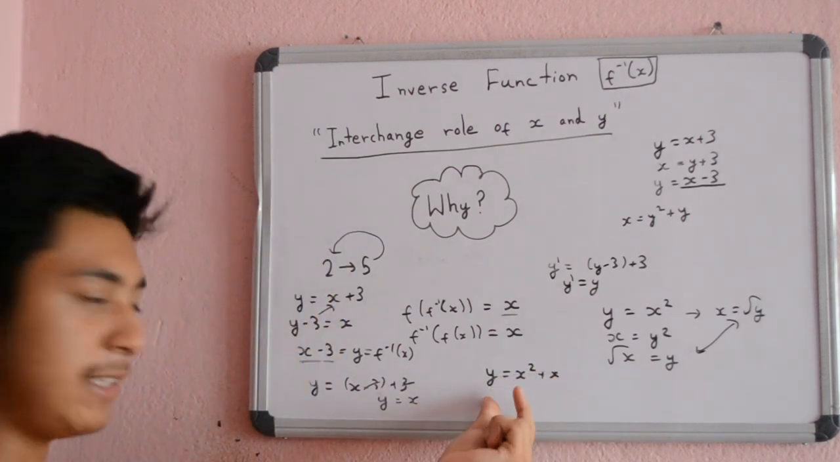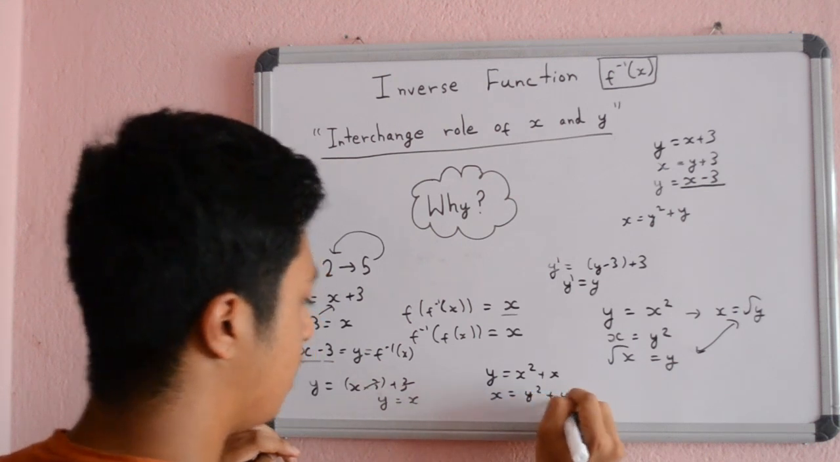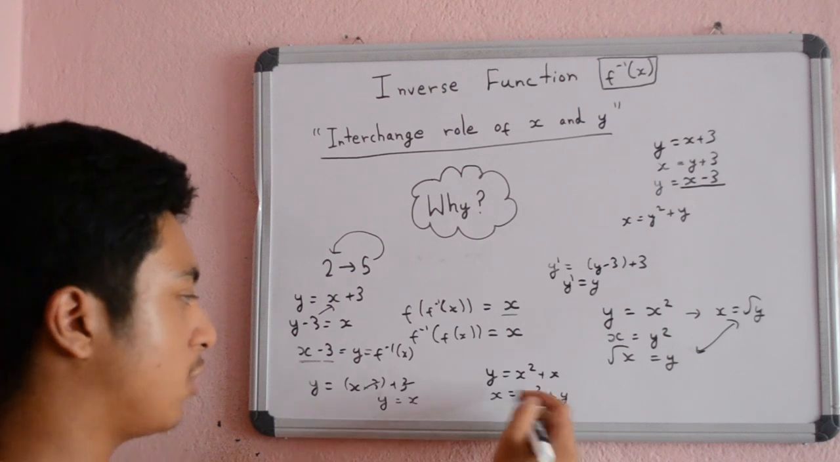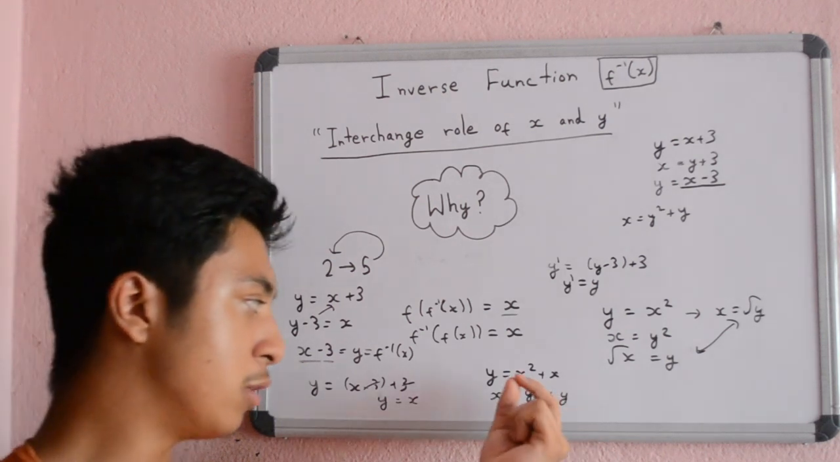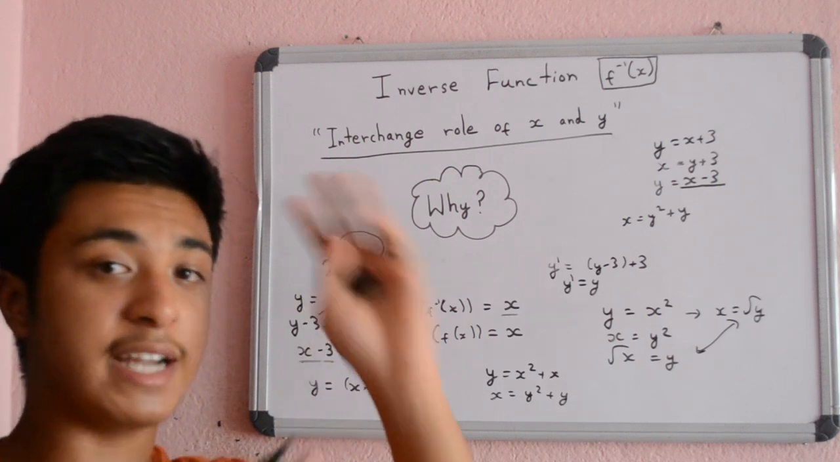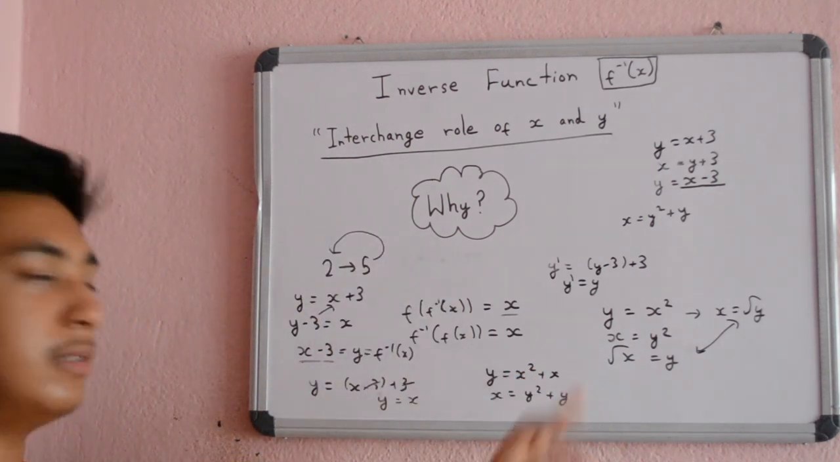Now, let's say you interchange. So you'll get x equals y squared plus y. Now from here, how will you just isolate y? Well, you can't do minus y and then root, because you'll have y equals root of x minus y. So there's a y on the other side as well. But what we can do is complete the square.